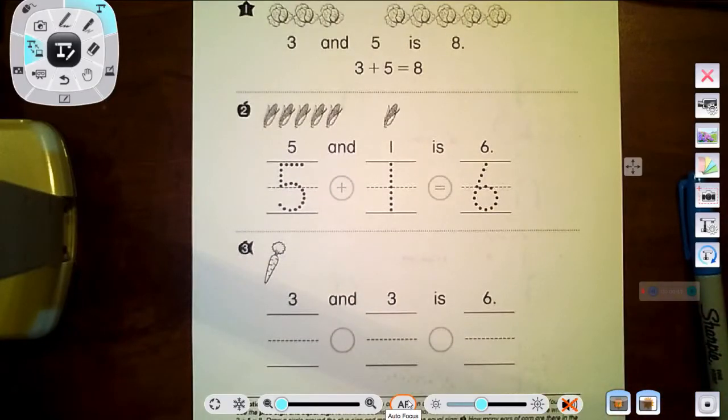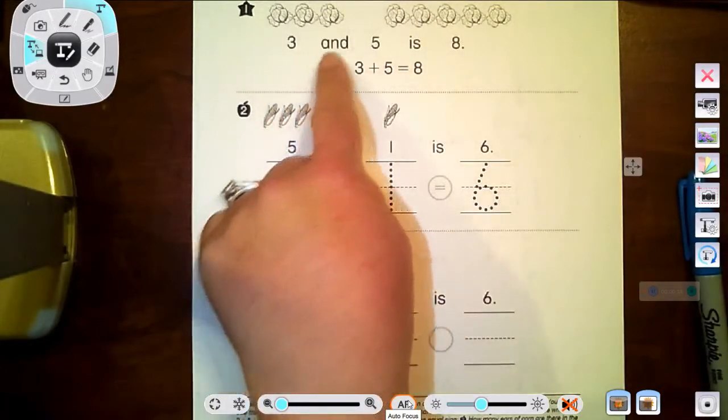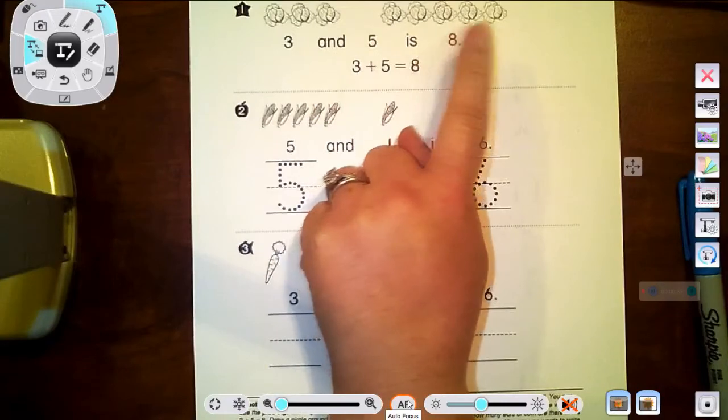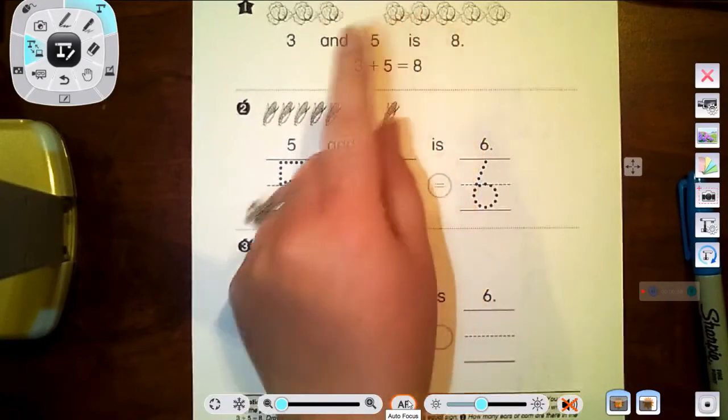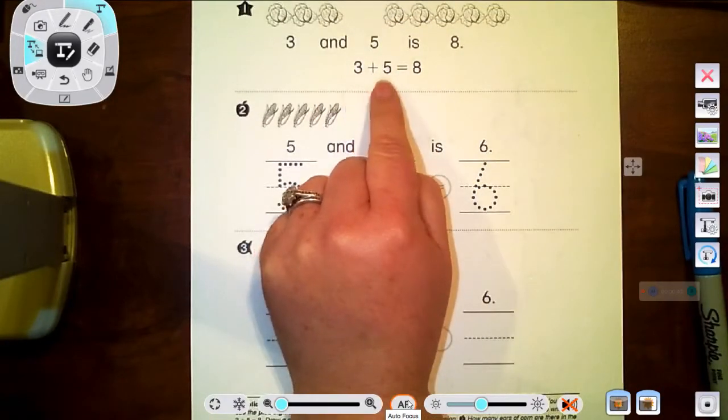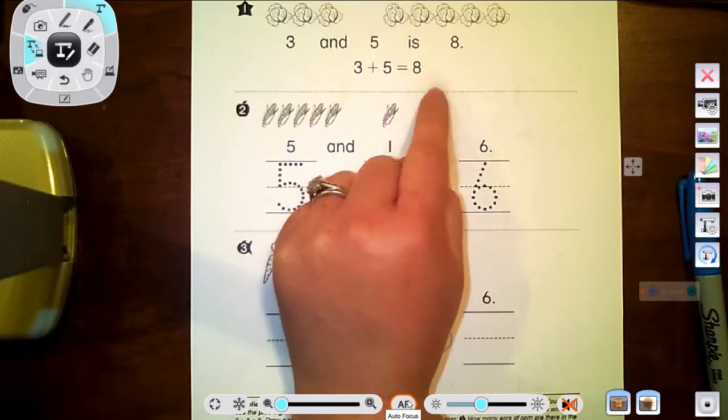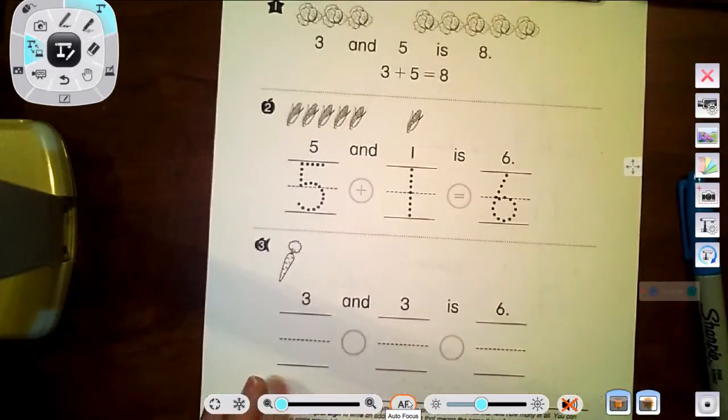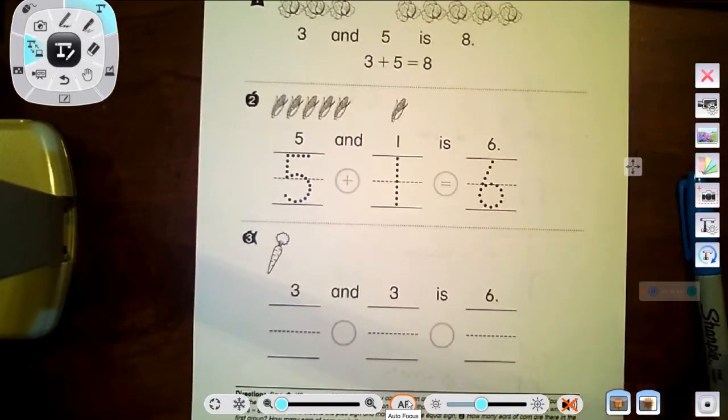When you add two groups, you can write an addition sentence that tells how many in all. You can use the plus sign and the equal sign to write an addition equation. That means the same thing. So 3 and 5 is 8, can be written as 3 plus 5 equals 8. It's the same type of addition sentence.